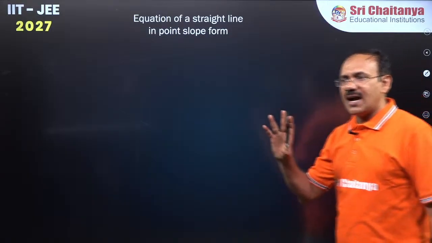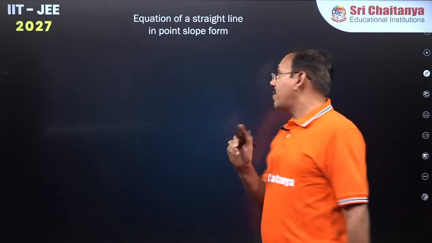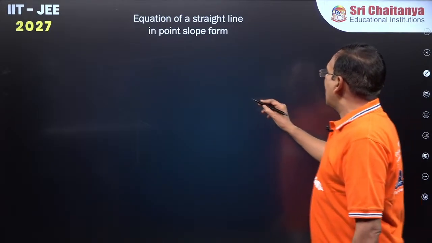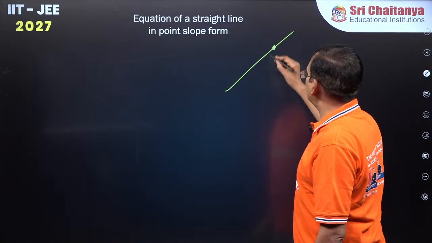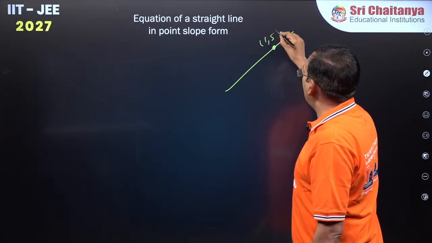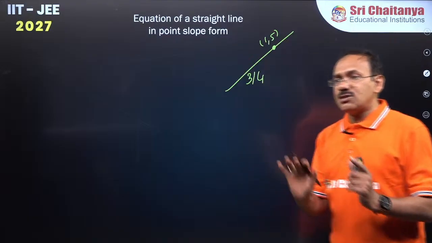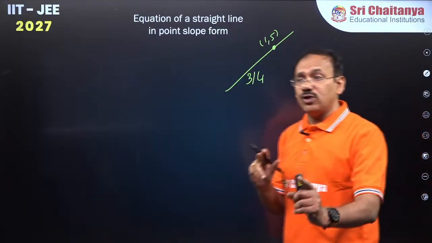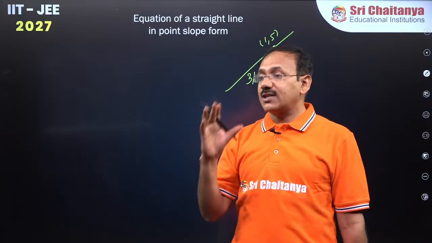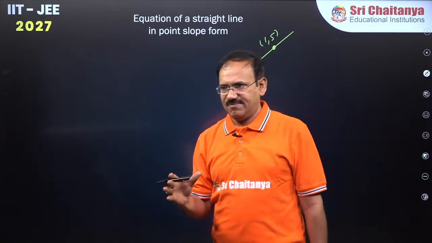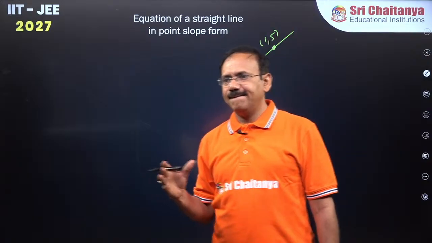Now, equation of a line in point slope form. All of you listen to me. That means I want the equation of a line which passes through the point (1, 5) and slope 3 by 4. Dear students, all of you listen to me. I am going to give a wonderful shortcut. Are you all ready?